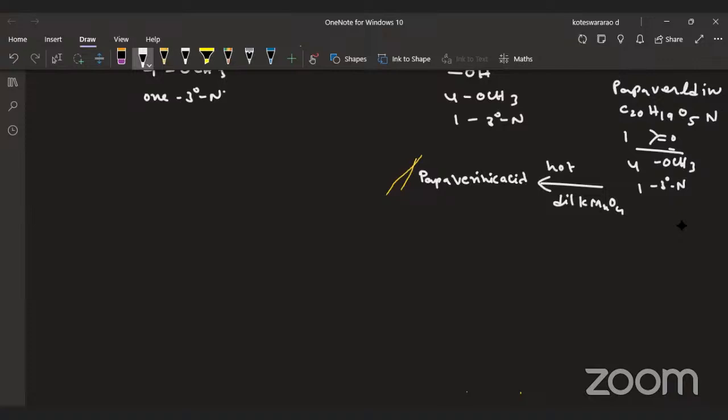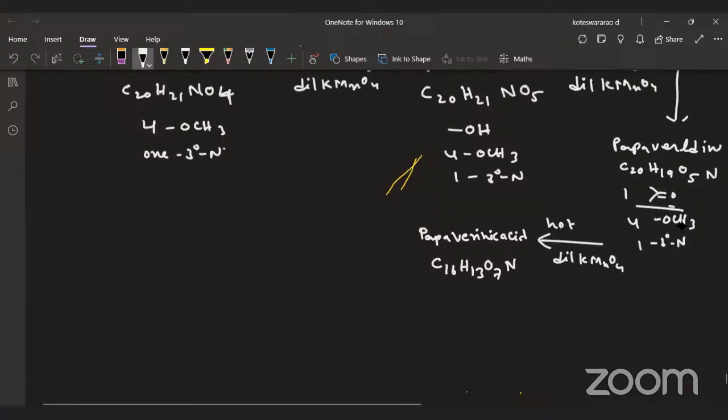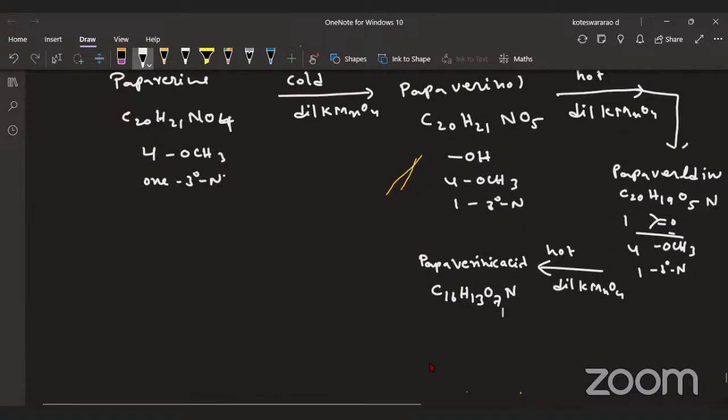Papaverinic acid. Its formula is C16H13O7N. Look at here. In the previous step, we have only 5 hydrogens. Here, another 2 hydrogens are increased, but the number of carbons and the number of hydrogens are reduced.